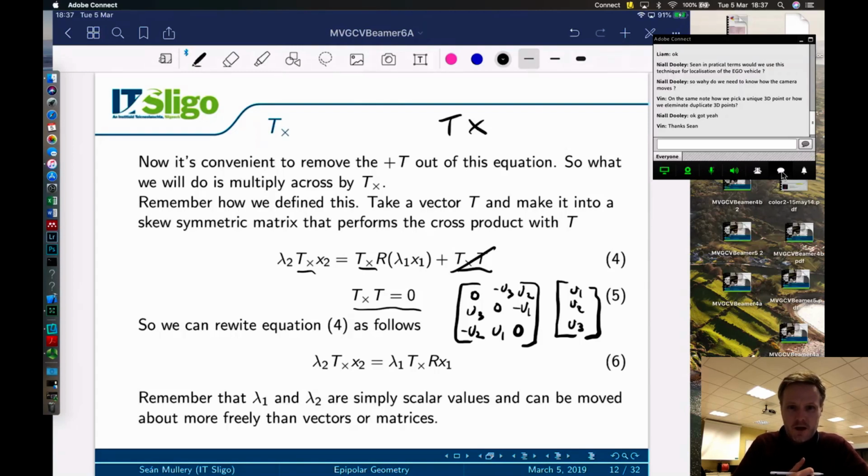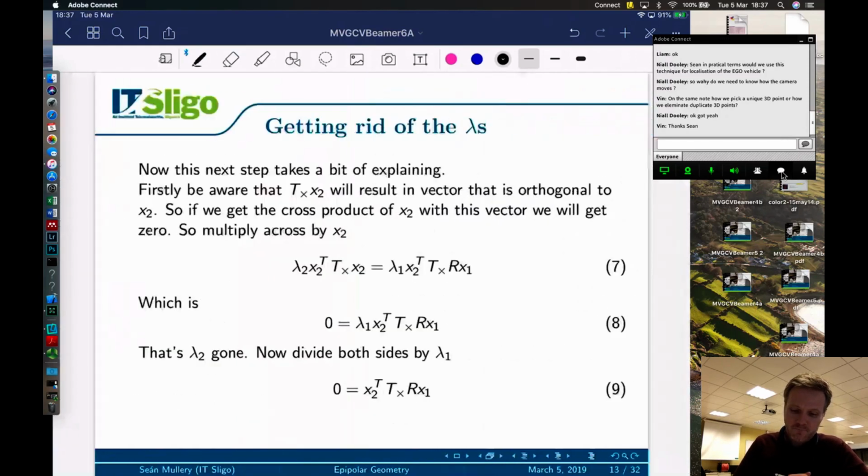Lambda 2 t cross x2 equals lambda 1 t cross times the rotation x1. Okay. Now remember that lambda 1 and lambda 2 are simply scalar values, and they can be moved about more freely than the matrices, which is why we've ended up with the t cross a little bit further in. We didn't just put it on the front end of it there. It's an actual scalar value. We just don't know what the scalar value is, and it's to do with the 3D geometry. But for the moment, we can just treat it as scalar values.